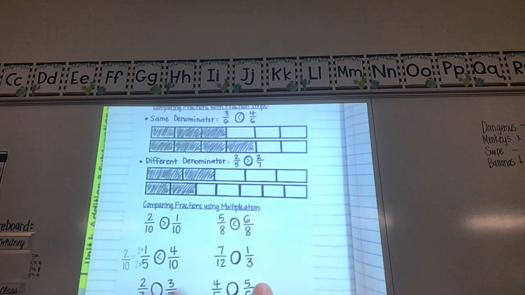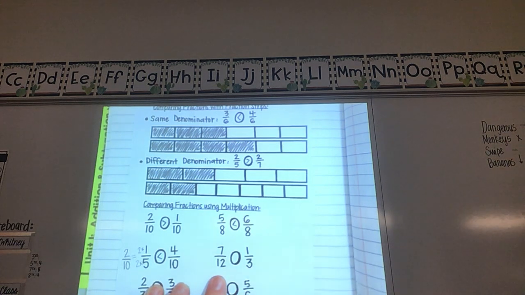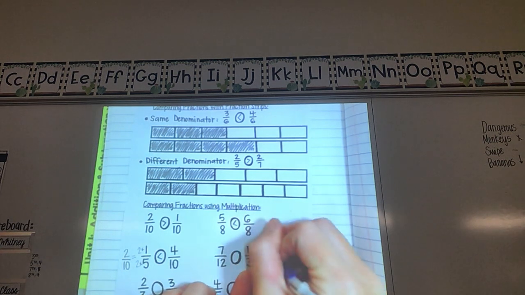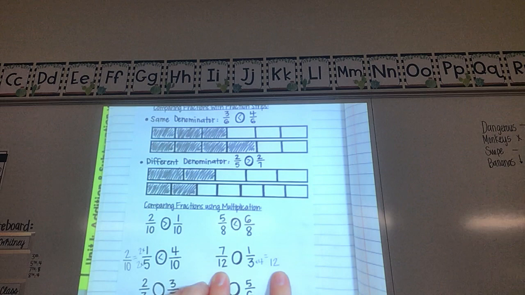Let's do another one like that. Here I have 7/12 and 1/3. Looking again, my bottom numbers are not the same, so I need to use some multiplication so that they are the same. I know 3 times 4 would get me to a 12. That would work because then they'd both be the same.